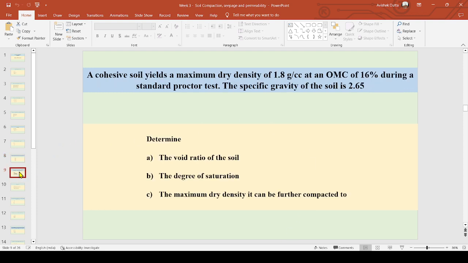Next question. Another numerical. A cohesive soil yields a maximum dry density of 1.8 gram per cc at an OMC, optimum moisture content, of 16 percentage during a standard Proctor test. The specific gravity of the soil is 2.65. Determine A. the void ratio of the soil, B. the degree of saturation, and C. the maximum dry density it can be further compacted to.